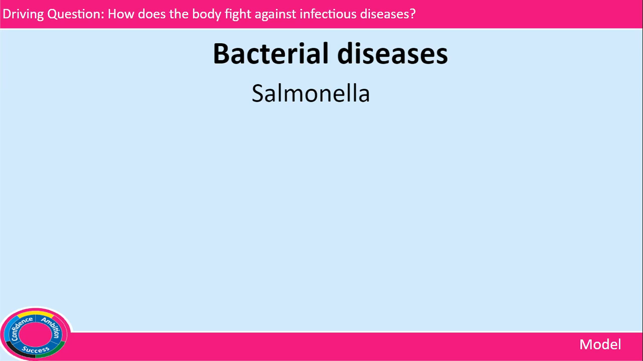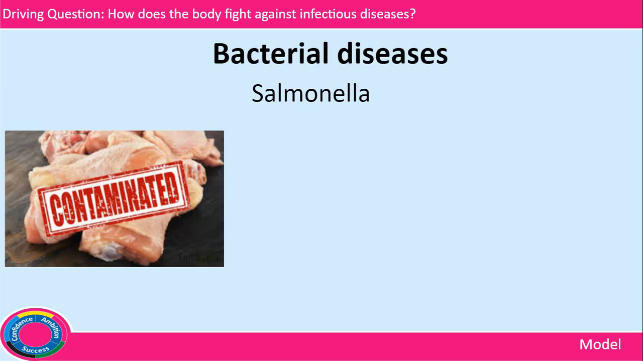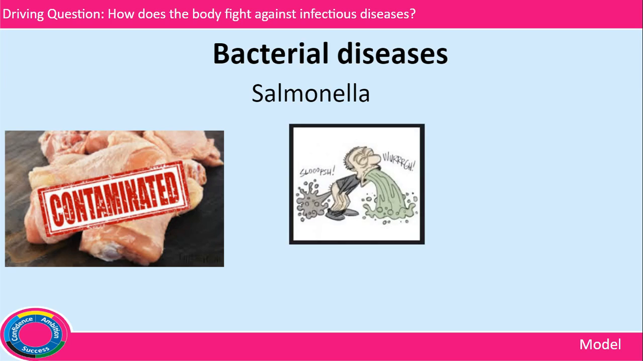So the first bacterial disease we'll be looking at is salmonella. Salmonella is spread by contaminated meat, for example, chicken, very popular. If chicken is contaminated, you can be infected with salmonella, which is a bacterial disease. And the symptoms for salmonella are vomiting or diarrhea.